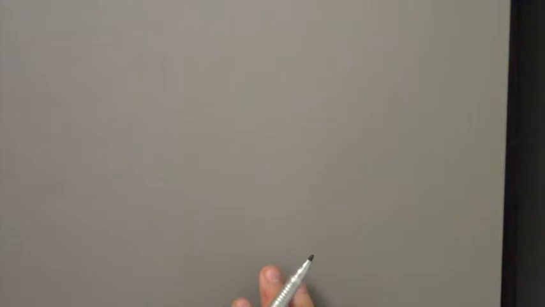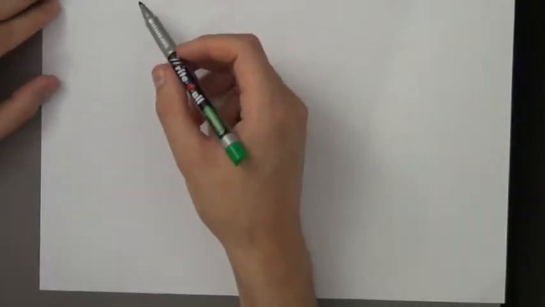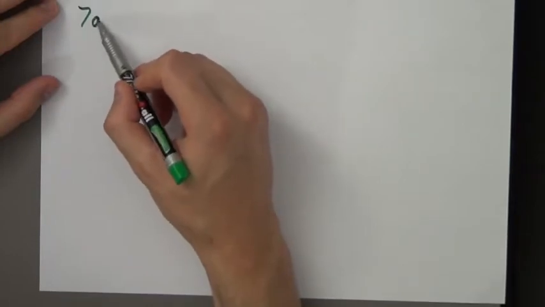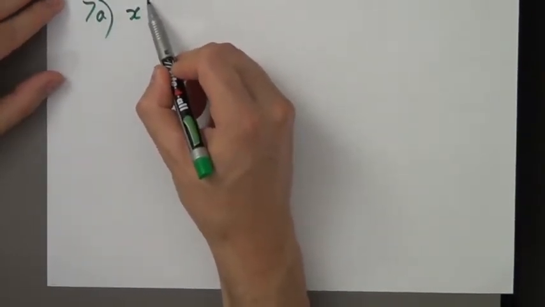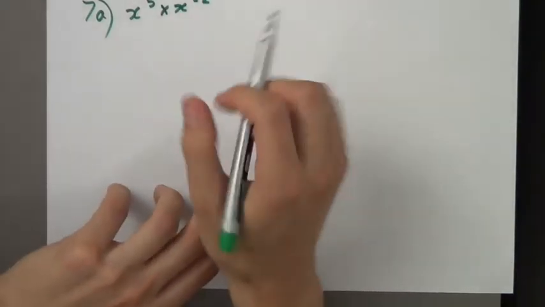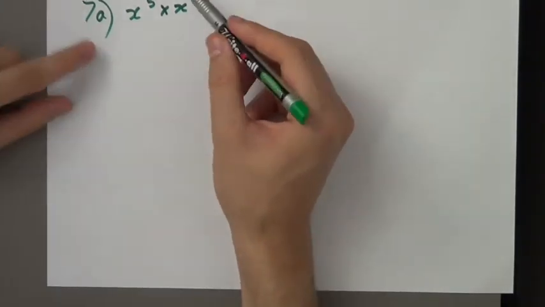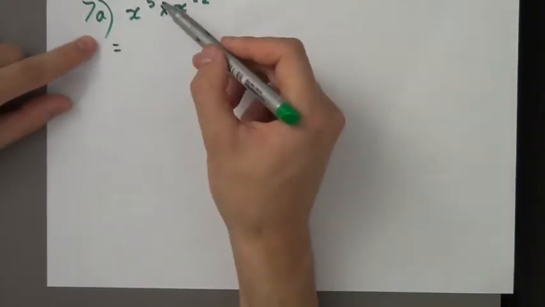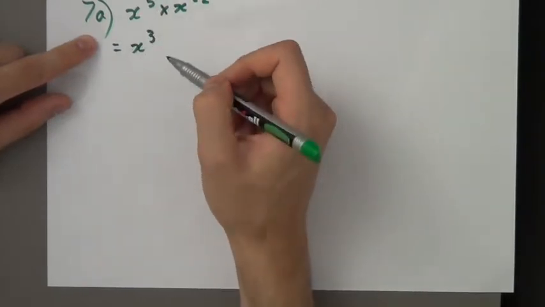Do the next bit. 7 says, simplify and write the answers with positive indices only. So 7a is x to the 5 times x to the minus 2. Right. Remember, it says positive indices only. This one, okay, don't have to do too much. 5 minus 2 is just 3. Okay, x to the 3.